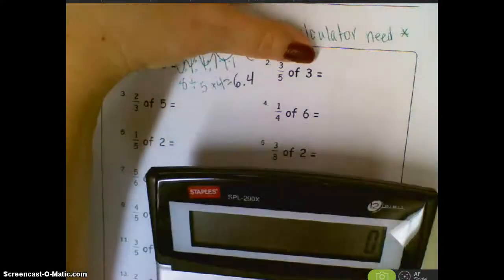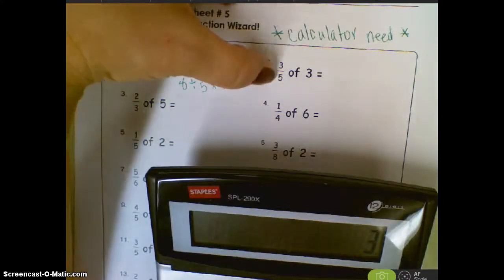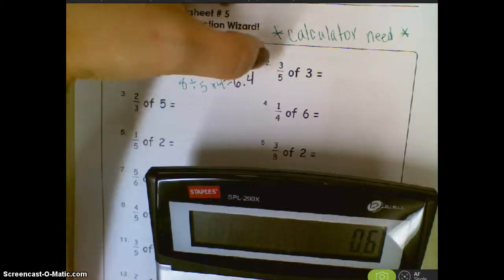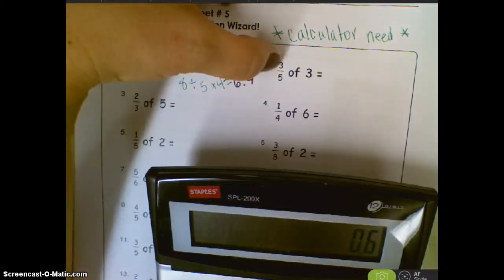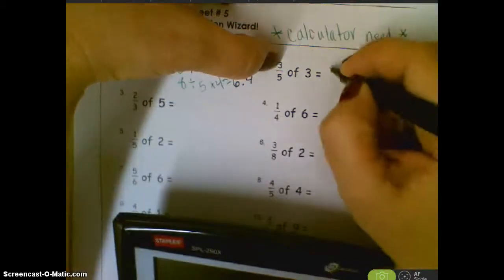All right, so again, we're going to take our whole number, 3. We're going to divide it by the denominator, in this case 5, and we get 0.6. We're going to take 0.6 and multiply it by 3, and we get 1.8 for an answer.